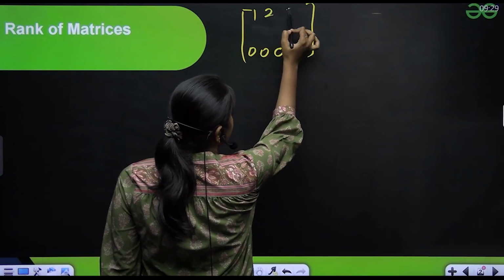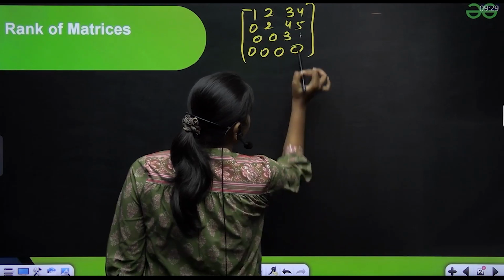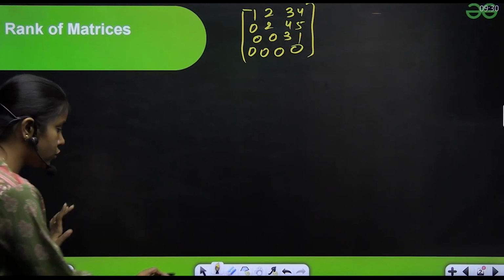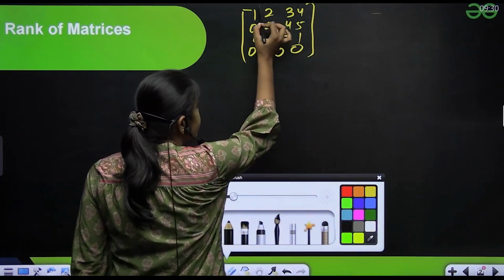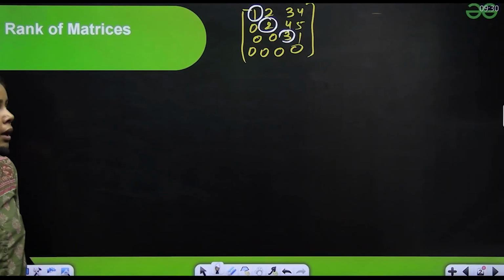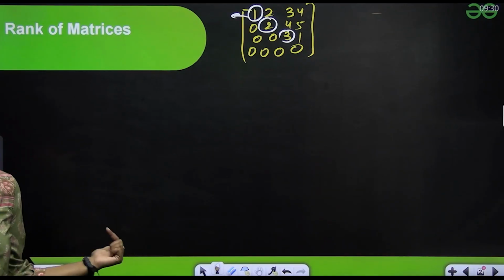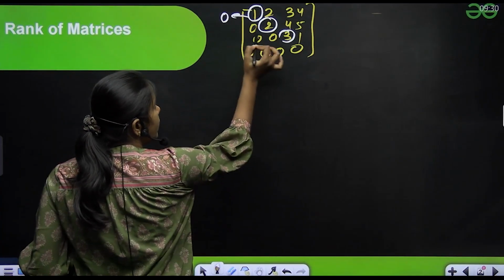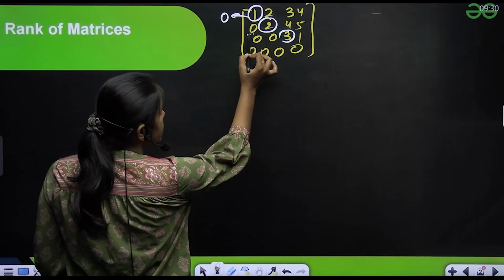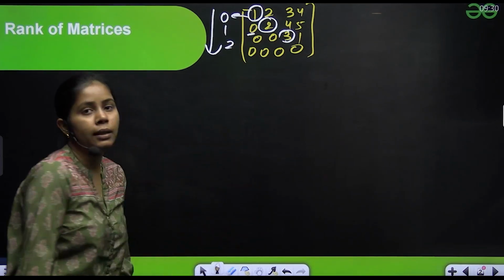And what would I do? Let's suppose I have this matrix: 1 2 3 4, 0 2 4 5, 0 0 3 1. Now in each row, find the first non-zero entry. This is my first non-zero entry, this is my first non-zero entry, this is my first non-zero entry in a row. And the number of zeros before this non-zero entry should be in an increasing manner. Number of zeros before 1 is 0. Number of zeros before 2 is 1. Number of zeros before 3 is 2.